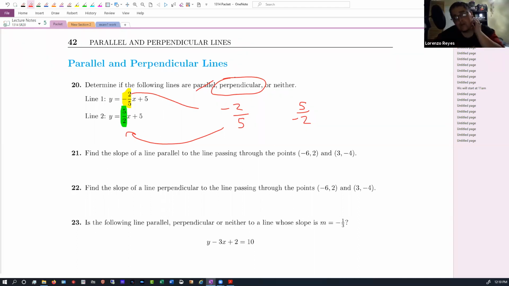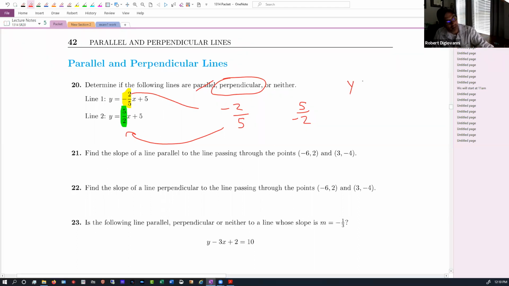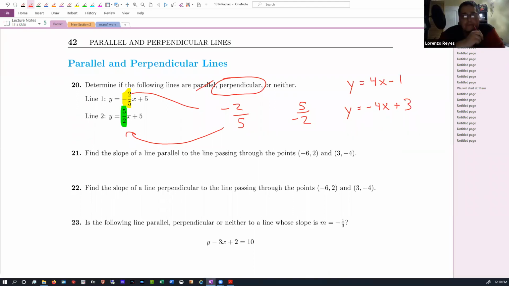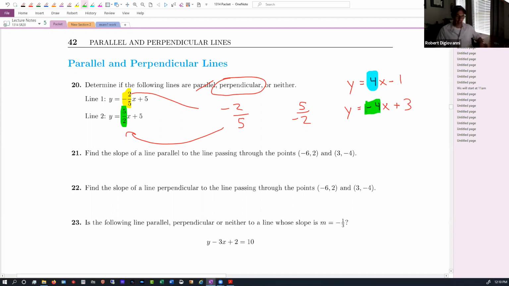Can we do one more? How about this? y equals 4x minus 1, and then y equals -4x plus 3. Are these two lines in slope-intercept form? Yes. So are they solved for y? Yes. The slope of the first line is 4. The slope of the second line is -4. So are they parallel? No, they would have to be the same. So they're not parallel.